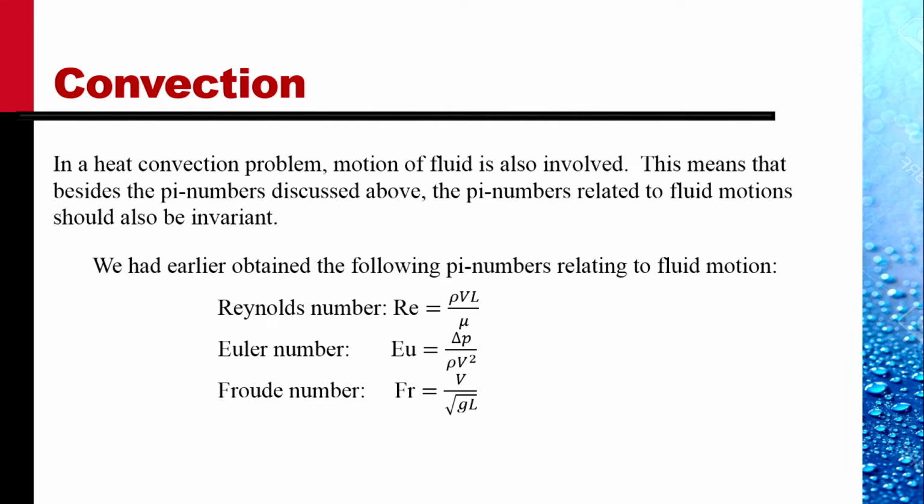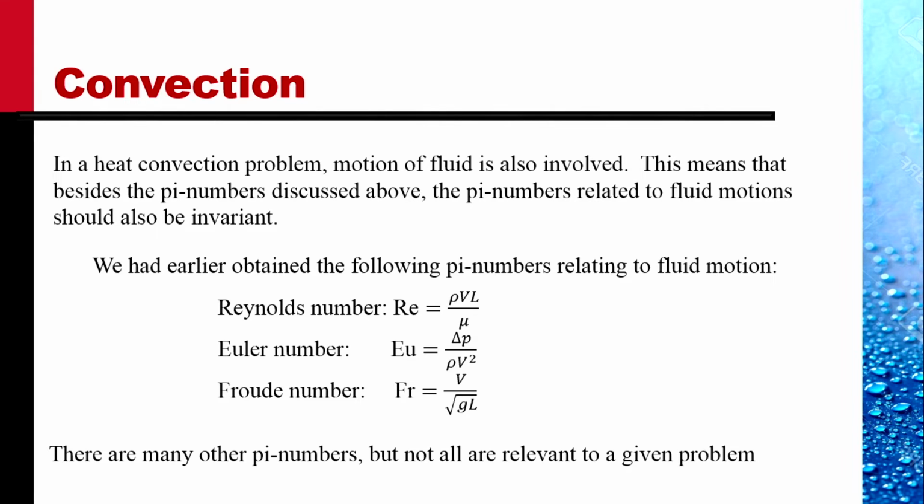But if there is cavitation involved, then the Euler number comes into play. And if the free surface of a liquid is there, then the Froude number comes into play. That is all we had discussed earlier in quite some detail. There are many other pi numbers, but all are not relevant to a given problem.